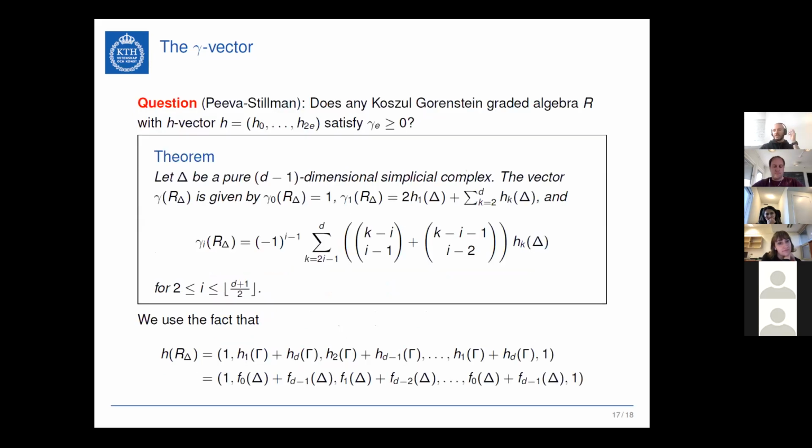So what we do is we found this question in the literature. Does any Koszul Gorenstein graded algebra with H vector from h0 to h2e, so it has odd length, satisfy, let me say, the Charney-Davis inequality? So satisfy the fact that the last gamma number is non-negative. Okay, this was posed in a paper by Peeva and Stillman. So basically, this is, in a sense, a generalization of Charney-Davis, because here we are not restricted to the Stanley-Reisner ring of a sphere. Here we are asking if the same property is true for every Koszul Gorenstein graded algebra. So this strictly contains Stanley-Reisner rings of flag spheres.